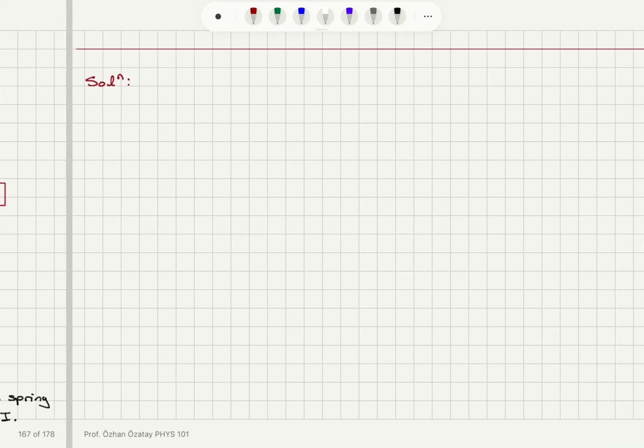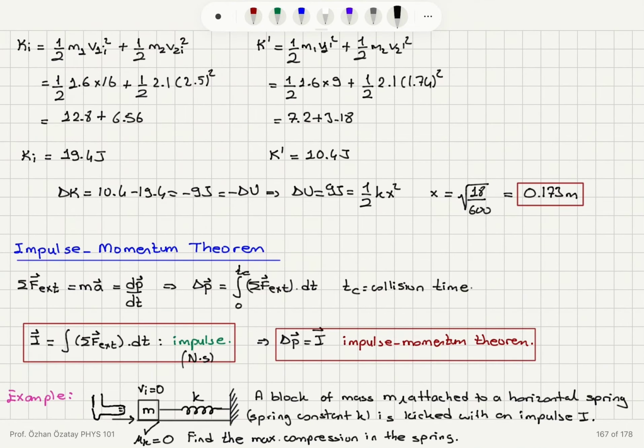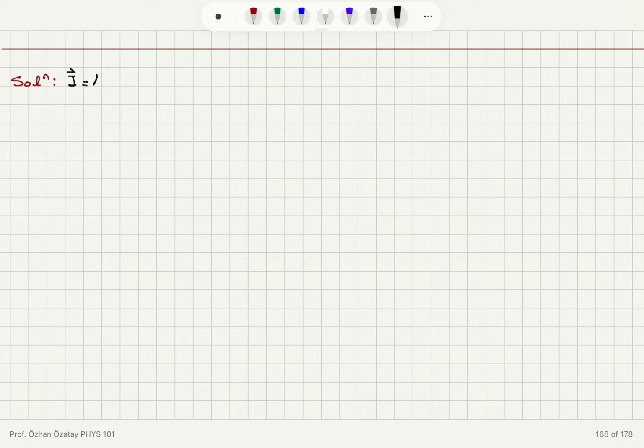Now I can use the impulse-momentum theorem. The impulse, which is the integrated force times time during the kick, is responsible for the change in linear momentum, which is p final minus p initial. The final momentum will be mv in the i hat direction, and the initial one is 0. So I find that the final velocity will be the impulse I divided by the mass m.